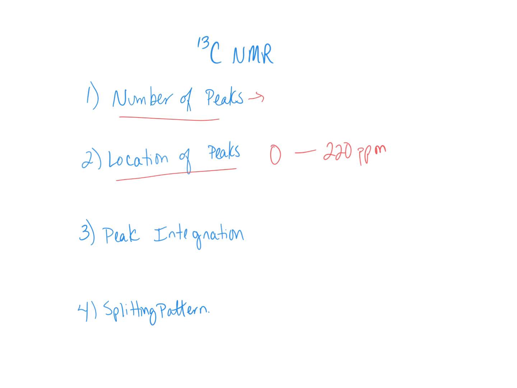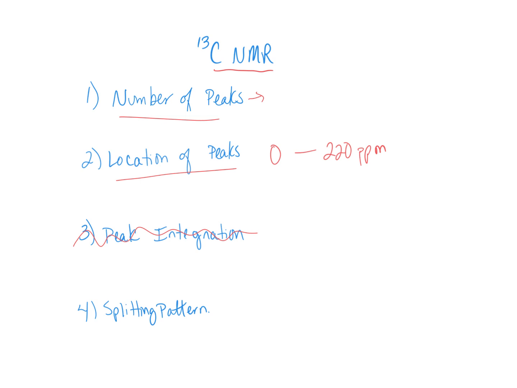One of the things about carbon-13 NMR, carbon-13 is much less prevalent than what we are actually viewing when we view hydrogen NMR. So carbon-13 NMR, when it comes to the integration of peaks, is not going to be something that is reliable. So we are not looking at the peak integration at all with carbon-13 NMR.